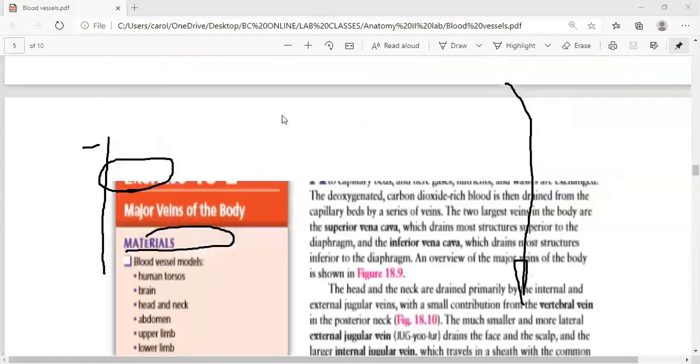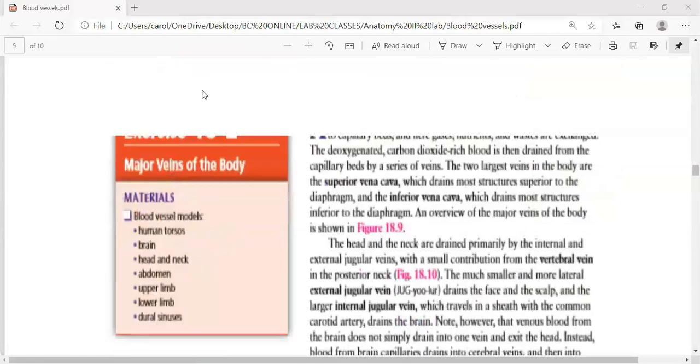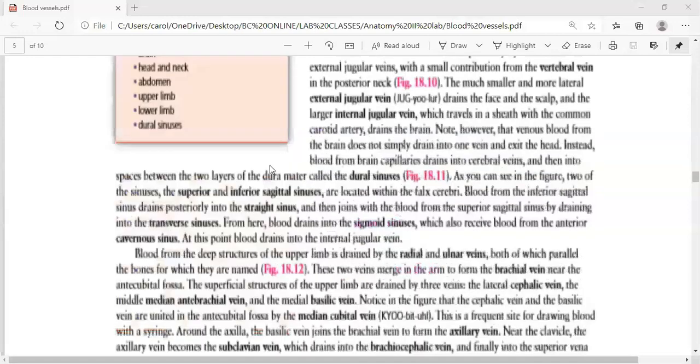Keep scrolling down. We have veins. For every single artery that you have, you're going to have a vein. So therefore, if you have renal artery, you have renal vein. There are some exceptions to that. So as long as you remember the exceptions, then you will know all the veins. So let's take a look at the exceptions right here.